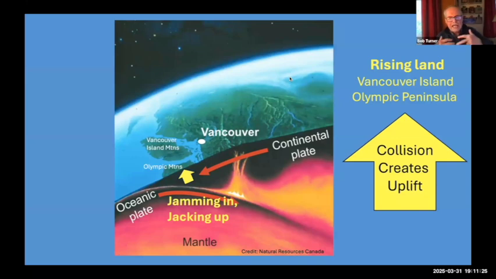First of all, the material on the oceanic plate gets scraped off. Part of it, sediment and volcanic rock, gets stuffed underneath the edge of the continental plate, and that jacks it up. And that creates both the Olympic Mountains and the Vancouver Island Mountains.